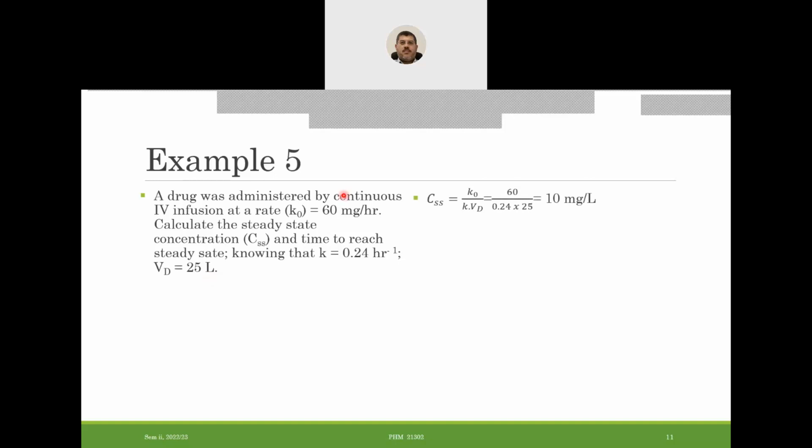So we'll use the steady state equation. CSS equals K0 divided by K times Vd. Just replace the values: 60 milligram per hour, the K0, 0.24 the elimination rate constant, 25 is the volume of distribution, then the steady state concentration is 10 milligram per liter.